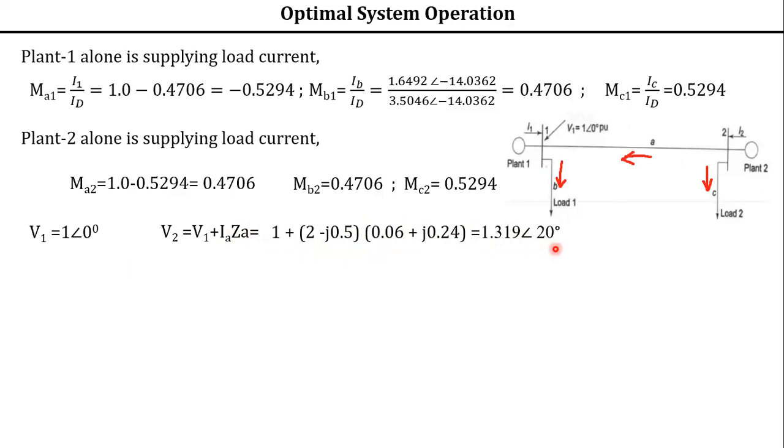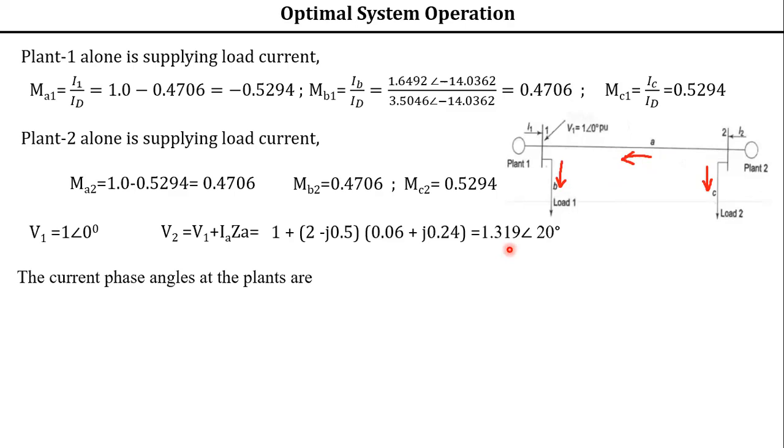So this is the third step: determine the voltages at all buses. V1 is the reference, and only two buses are there. So with V1 as reference, find V2 using your basics, because this is our assumed direction. You got 1.319 at an angle of 20 degrees. Next, what you have to do? Phase angles you have to find out.